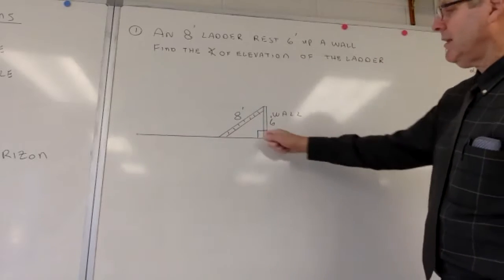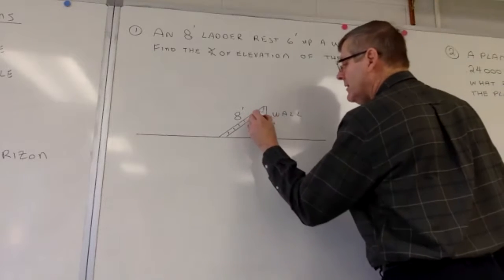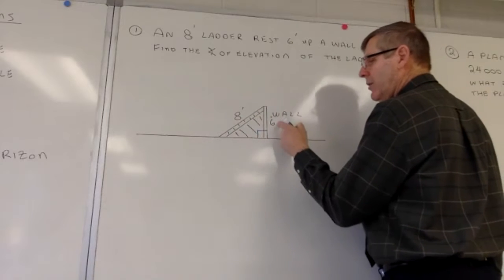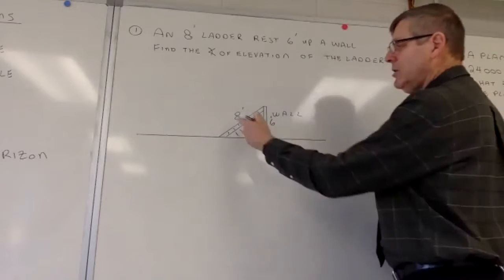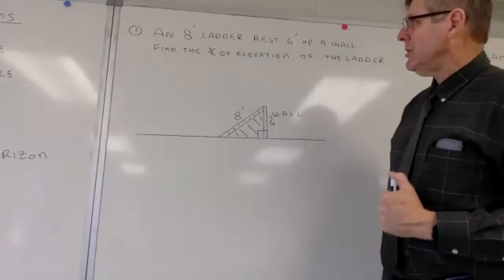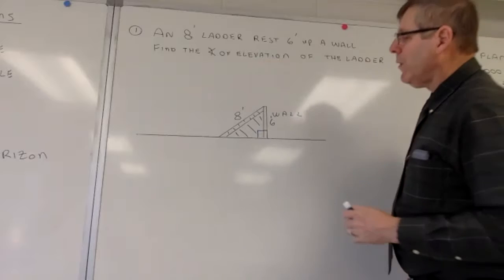That's key to this problem because now I can see that this is a right triangle. Okay, I have a right triangle, I know this side, and I know this side, which is the hypotenuse. Where is my angle of elevation? That's what I'm being asked to find, of the ladder. Well, I want to know the angle.